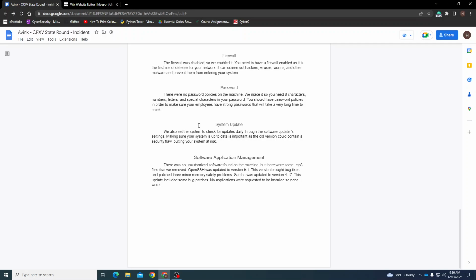OpenSSH was updated to version 9.1. This version brought bug fixes and patched 3 minor memory safety problems. Samba was upgraded to version 4.17. This includes some bug patches, and no applications were requested to be installed, so none were.